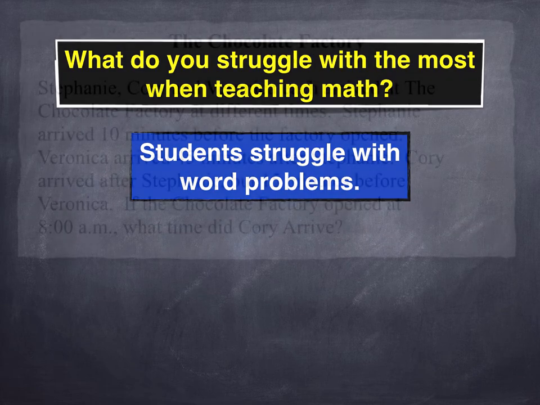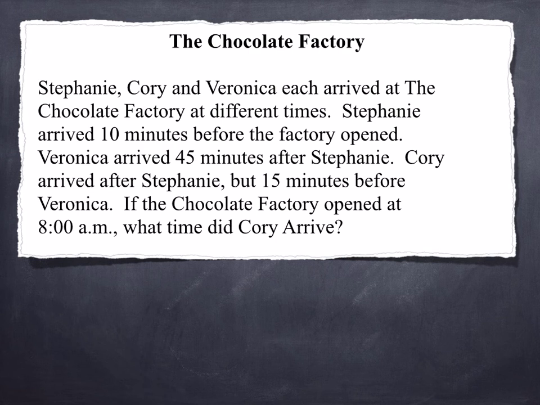Let me tell you about this time that I was working with a class. I was working with a fifth grade class doing a demonstration lesson, and I put this problem up right here about the chocolate factory. And I started to read it for the students. I started to say, okay, Stephanie, Corey, and Veronica each arrived at the chocolate factory at different times. Stephanie arrived. Well, I will tell you that I hadn't even gotten into that second sentence. All the students' hands shot up and they said, oh, we know how to solve this. We know how to solve this problem.